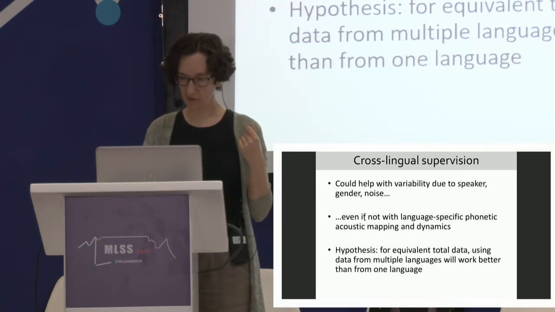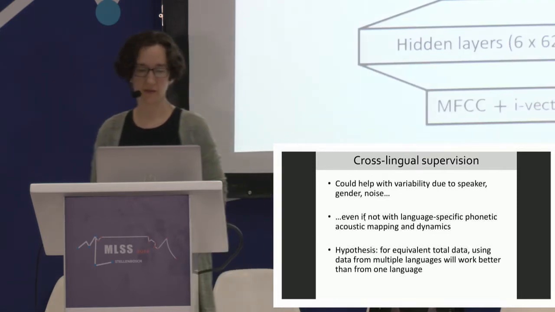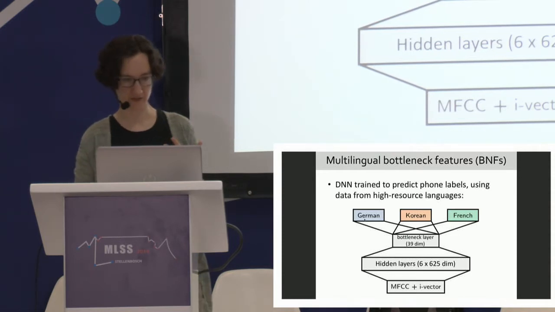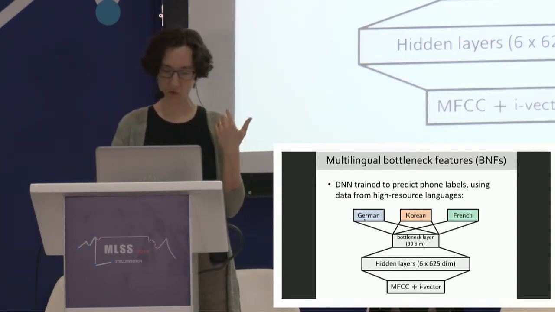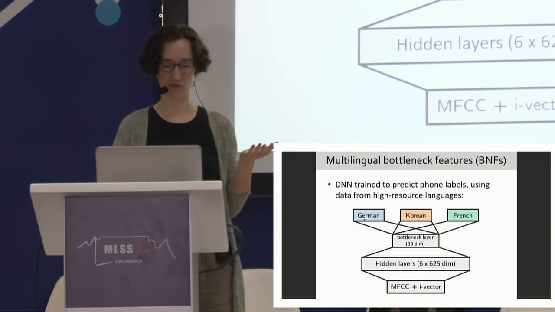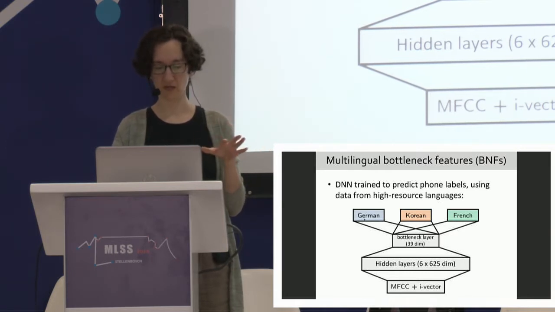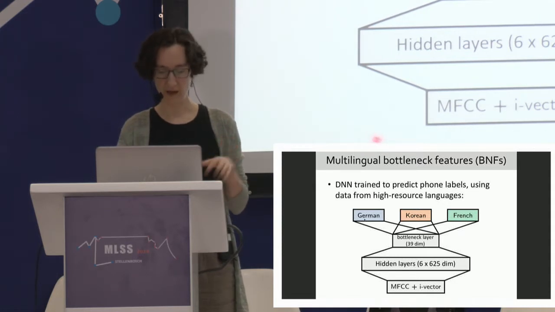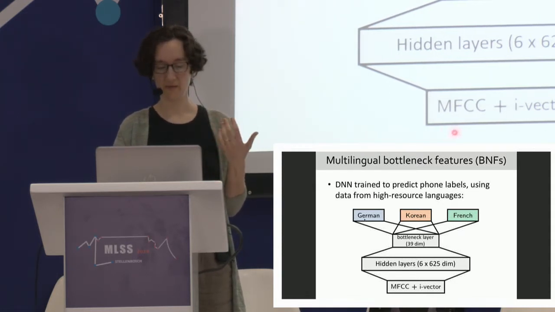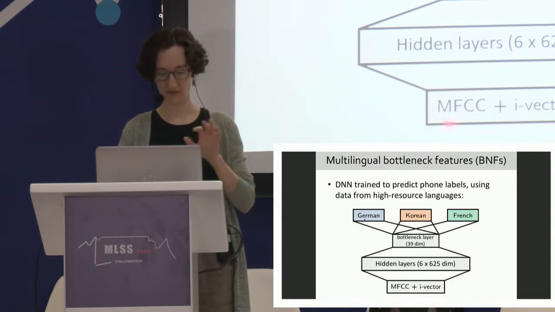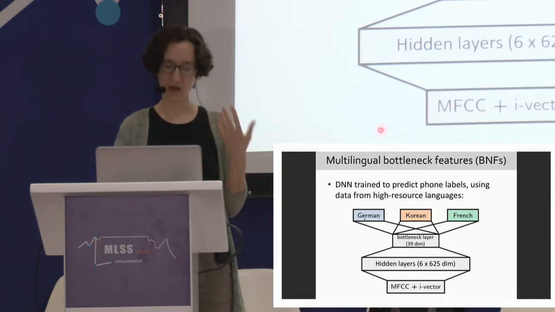So the way that we're going to approach this is using, again, a deep neural network and extracting what are called multilingual bottleneck features from this network. The network is trained to predict phone labels using data from high-resource languages. In this case, I'm just showing three: German, Korean, and French. At the input, we give it MFCCs plus I-vectors. I haven't talked about I-vectors. They are basically a speaker adaptation method, but we can extract these from our high-resource languages.